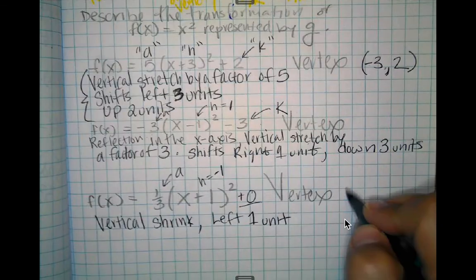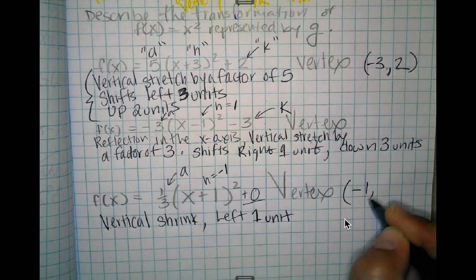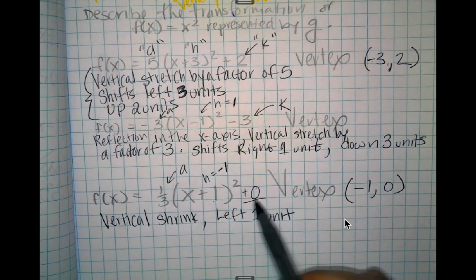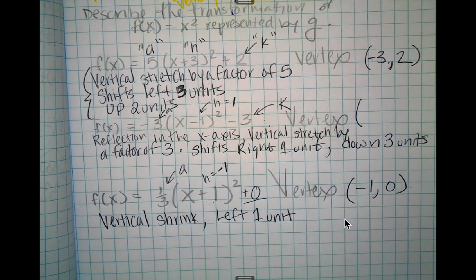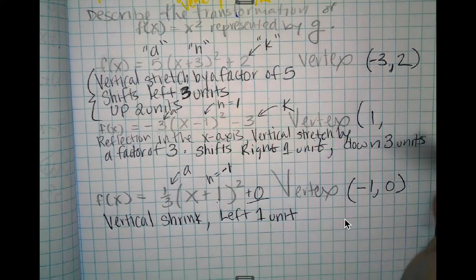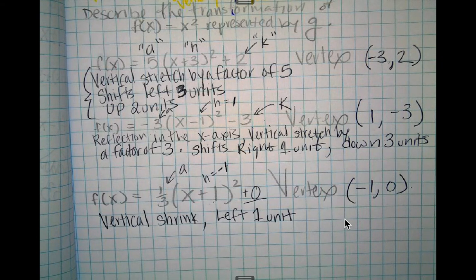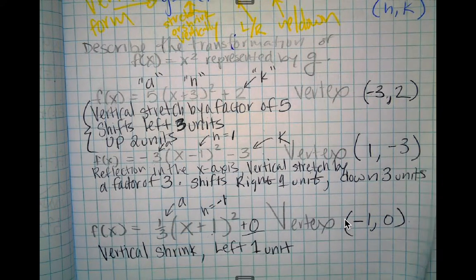Oh, let me finish this one. I forgot to write the vertex there. All right, so the vertex for this one is going to be -1, 0. Because the h is -1, and the k would be a +0. We forgot to do this vertex one up here. I'm sorry. So h was +1, and this one is -3. So there's your vertex. So these should be your first 4 problems in your assignment for today. Okay. And then we have one more set here.